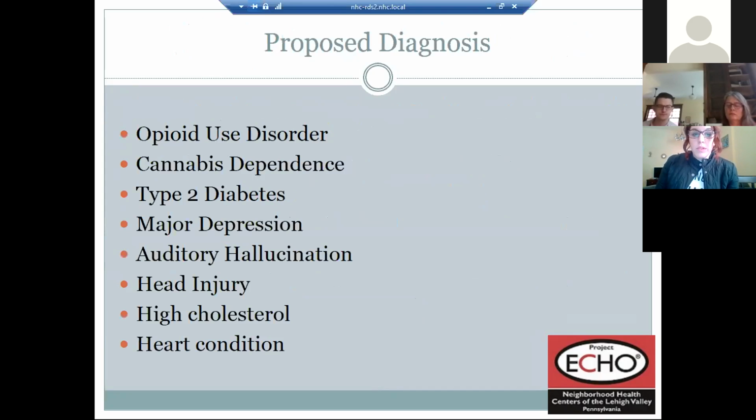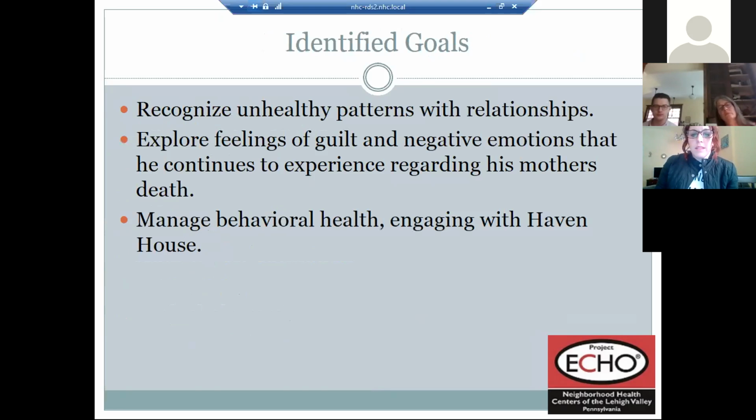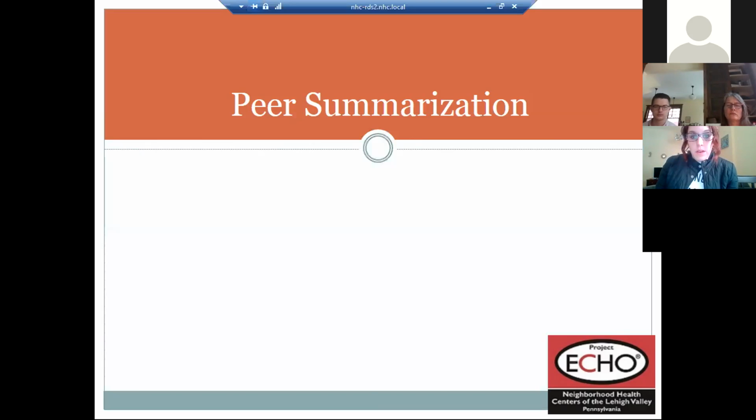For identified goals, we want to recognize the unhealthy patterns that he has with relationships, because relationships mean a lot to him, so he wants to make sure that he can keep them stable and manage them. We also want to explore feelings of guilt and the negative emotions that he continues to experience regarding his mother's death in the past, and then also to manage his behavioral health and engaging with Haven House. Definitely one of his goals right now. So that's something that we're working with him on now. I saw him for a couple visits. I'm not sure if Yamalisa or Cindy, if you have anything to add regarding that, but you can add it right there before we go into peer summarization.